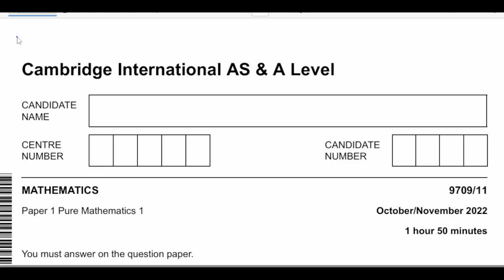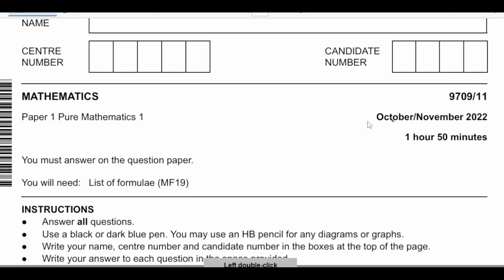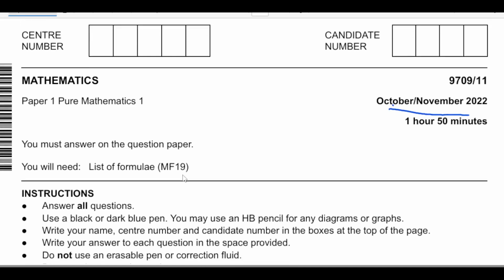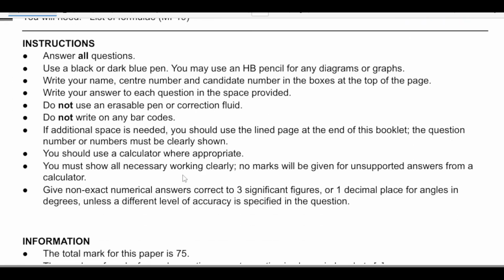This is the Cambridge IGCSE A Levels paper from October-November 2022. You will have the list of formula sheet and all the instructions here.